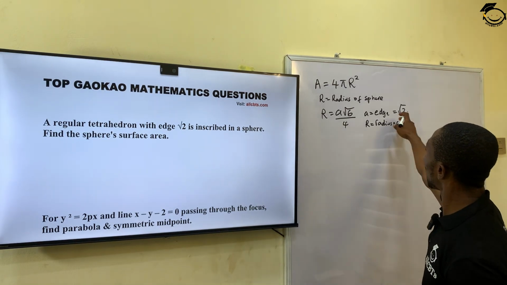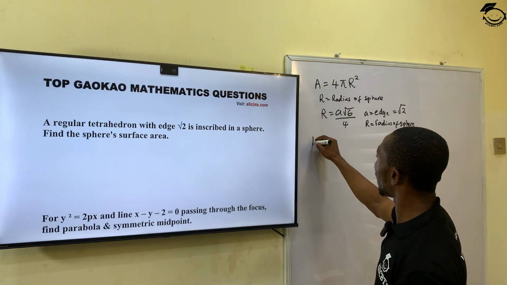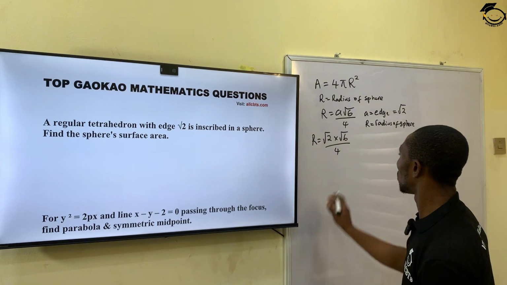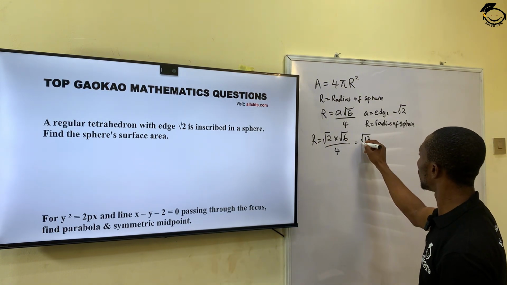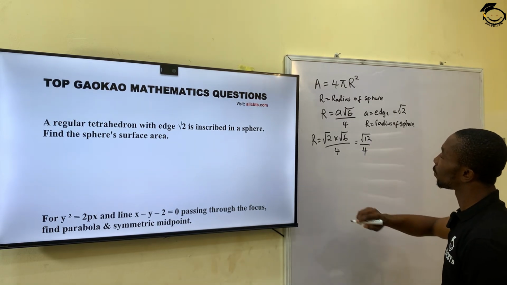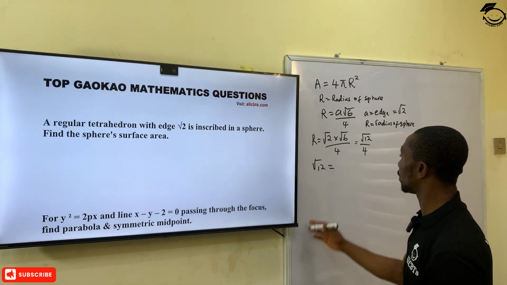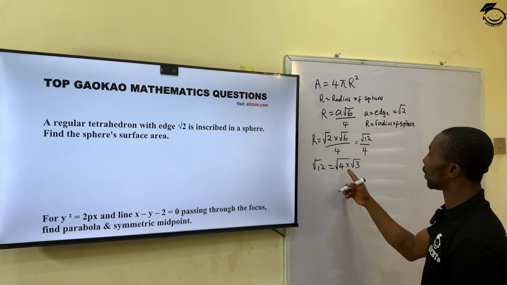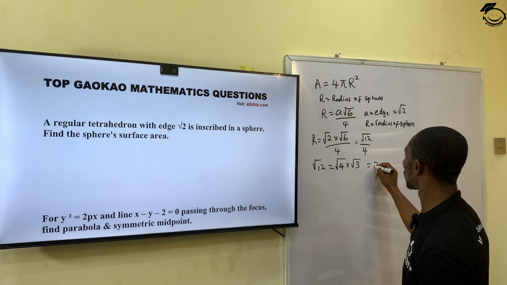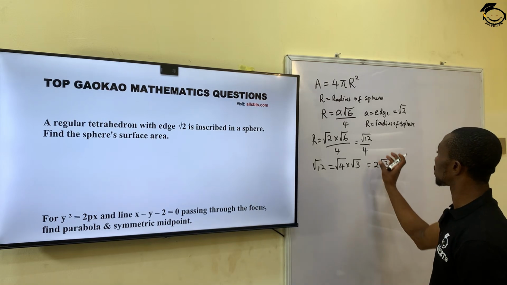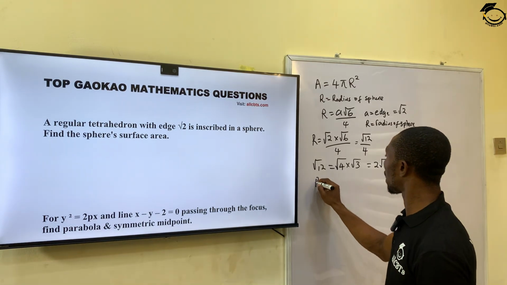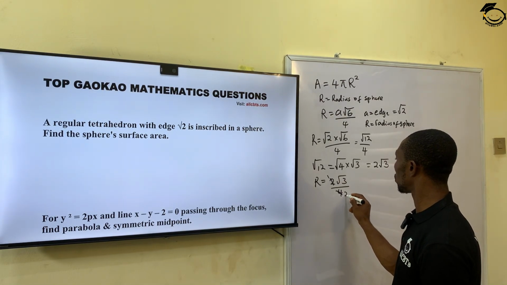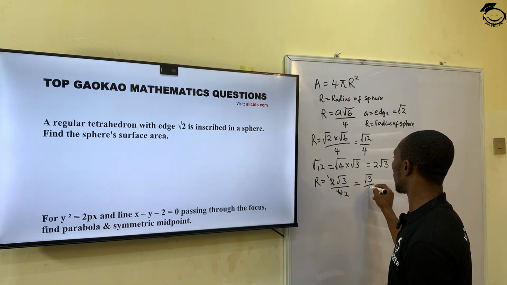Okay, now inputting our a as root 2 into this equation, we'll have r equals root 2 times root 6 over 4. Opening this up, we have root 12 over 4. But now we can break down root 12 as root 4 times root 3. Root 4 is a perfect square, which gives us 2 root 3. So r equals 2 root 3 over 4, and dividing 2 into 4 gives 2. So our radius is root 3 over 2.